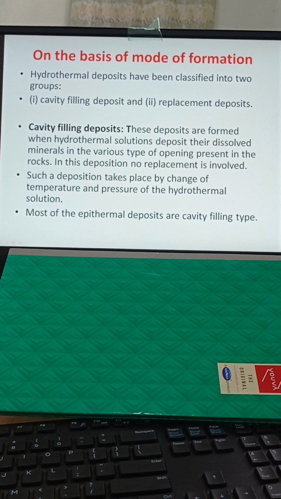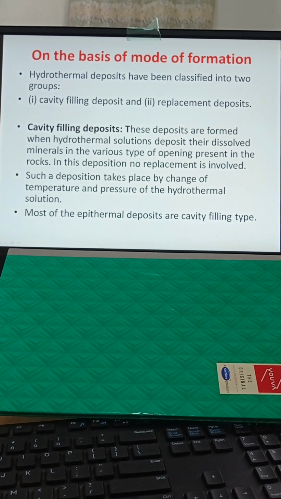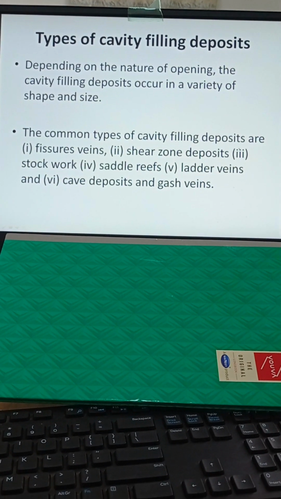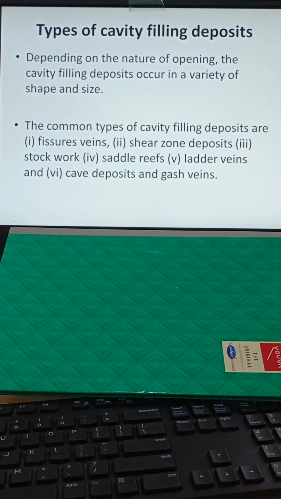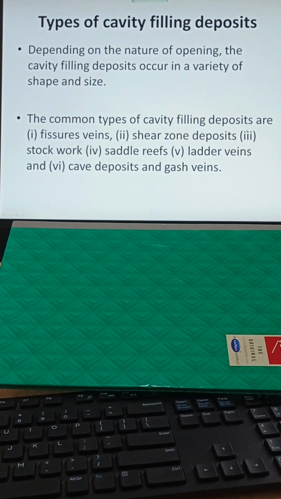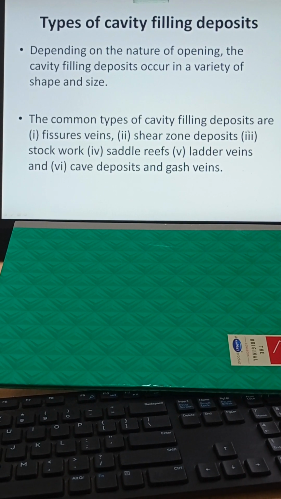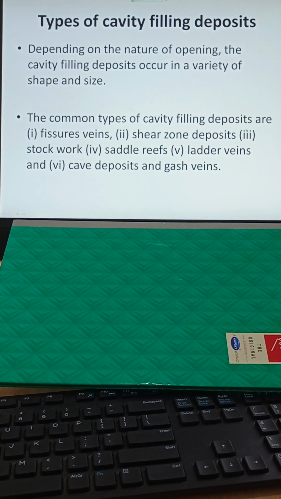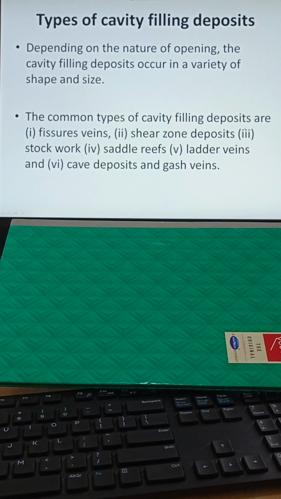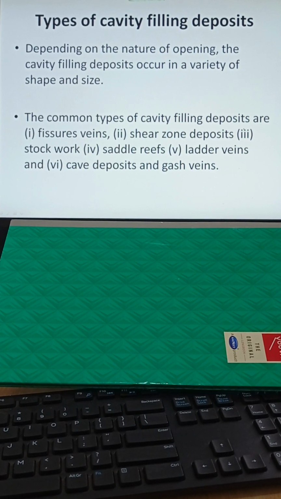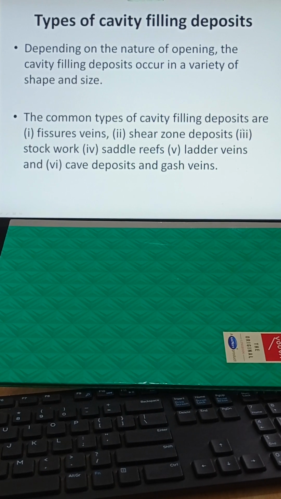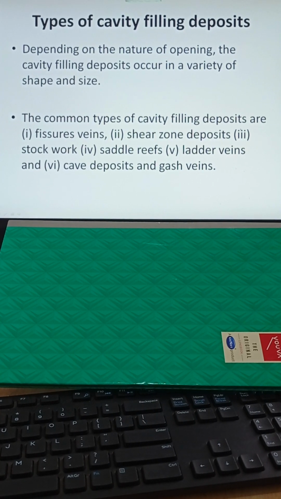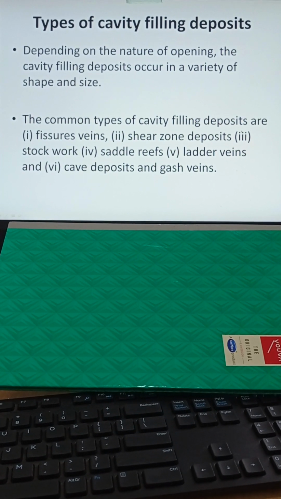Most of the epithermal deposits are cavity filling deposits. Types of cavity filling deposits. Depending upon the nature of the opening, the cavity filling deposits occur in a variety of sizes and shapes. The common types of the cavity filling deposits are fissure veins, shear zone deposits, stockwork, saddle reef, ladder veins, and gash veins.